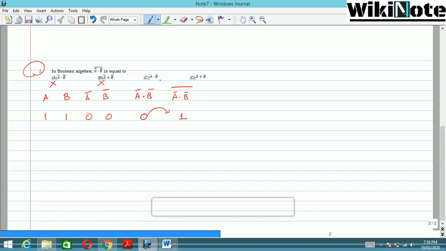A dot B, A into B, simple multiplication, so its output is going to be 1, so it matches with the equivalent circuit. So my answer is going to be C, no need to check for D option.